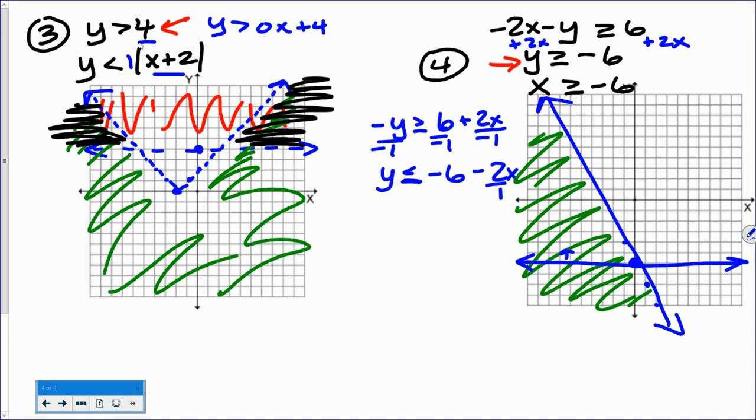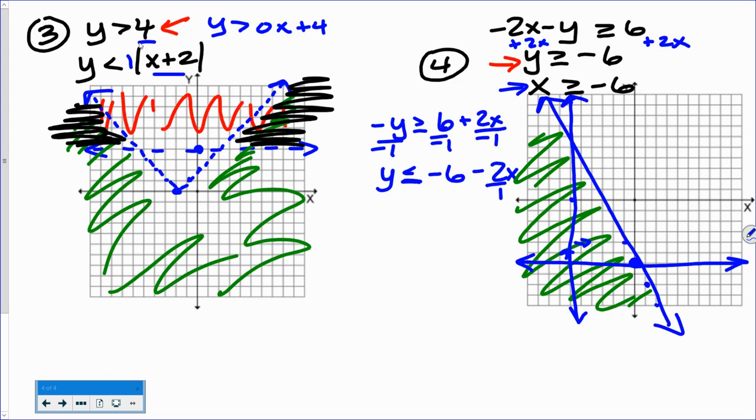All right, for my last line, when I just have x, that's going to cross the x-axis at negative 6. So 1, 2, 3, 4, 5, 6. I have no y, so that has to be a vertical line because we will never cross the y-axis if there is no y in the problem. And then it's saying it must be greater than or equal to that line.